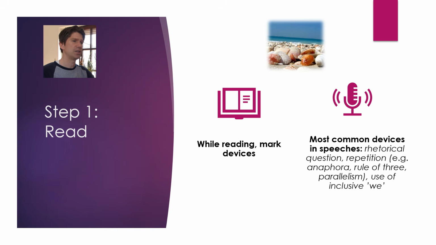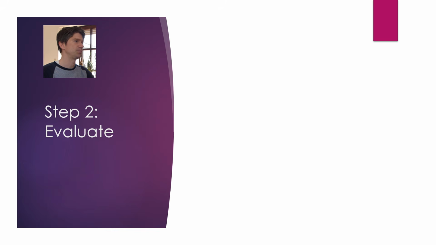But in a speech, what will most likely appear is a rhetorical question, some form of repetition. This could be like an anaphora. Anaphora is the beginning of a sentence that is always the same, like as in, I do not know where we will find, I do not know what you want, and so forth. Or the rule of 3, which is 3 things mentioned in a row, or parallelism, which I'll make an example of later. Or you will have things like the use of an inclusive we to create a feeling of unity or something like this. So while reading, keep an eye out for these things and mark them already.